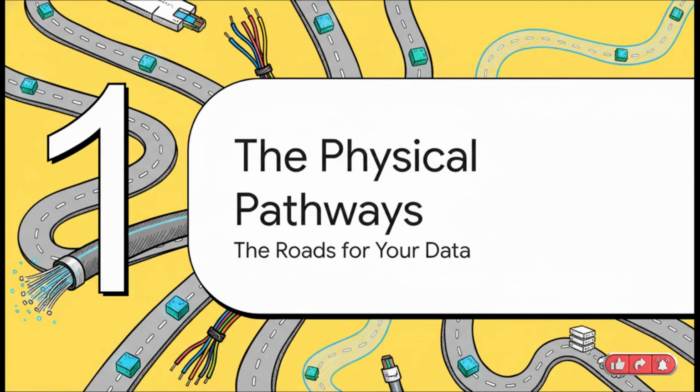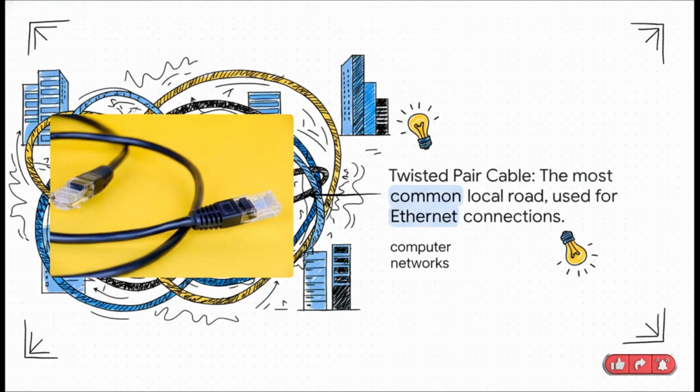So first things first, data can't just teleport. It needs a path to travel on. In networking, we call this the transmission media. Honestly, the best way to think about it is as a system of roads and highways that connect everything. And just like real roads, they come in all different shapes and sizes, each one built for a specific kind of job.